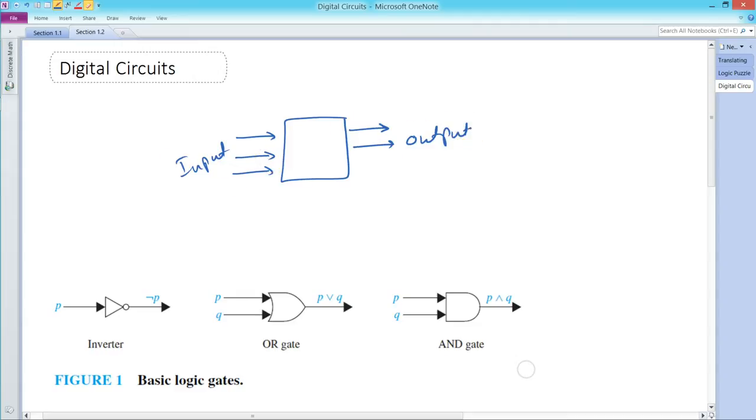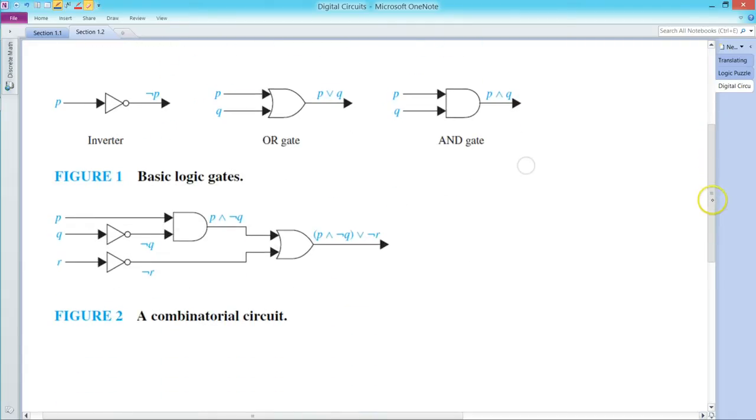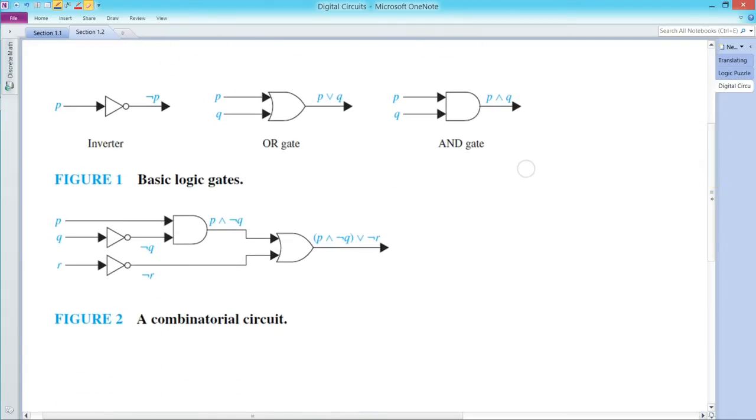Now, for this section, we are going to be concerned with logical circuits that take one or more inputs and produce only one output. Examples of that can be seen here. Now, keep in mind that complicated digital circuits can be constructed from three basic circuits. They're called gates. Here's an example.